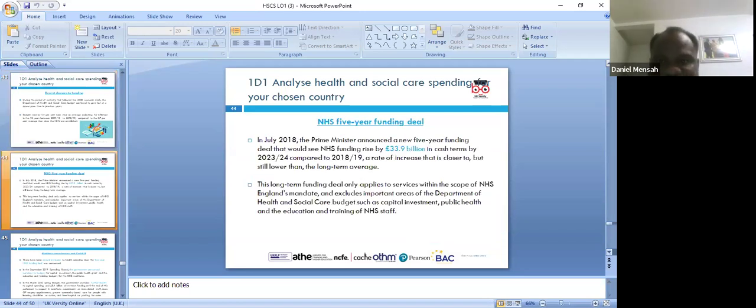Okay, the NHS had a 5-year funding deal. In July 2018, the Prime Minister announced a new 5-year funding deal that would see NHS funding rise by 33.9 billion in real terms by 2023-24 compared to 2018. So what it means is that there always has to be a long-term funding deal in place, because the Department of Health and Social Care budget, including capital investment, public health, and education and training, is always increasing, because the number of older people within the UK is increasing every now and then.